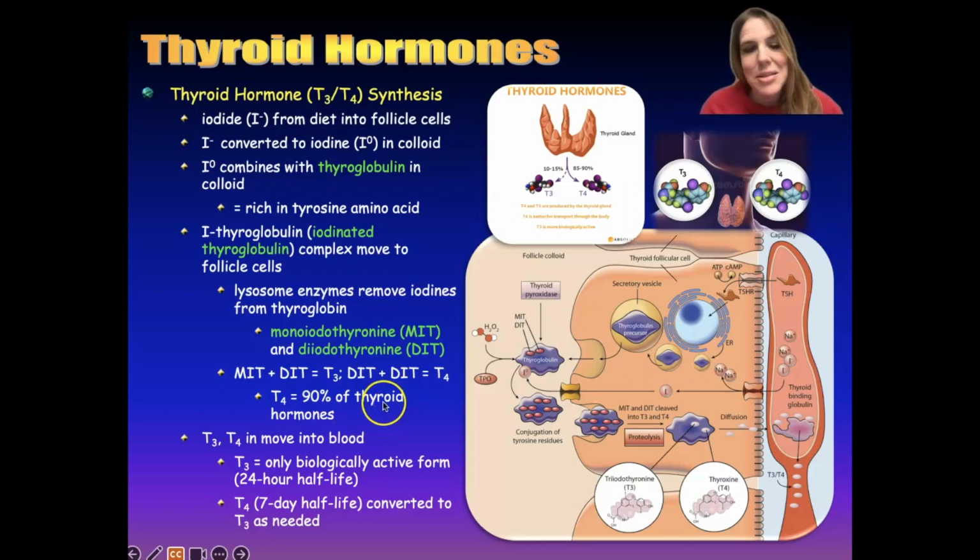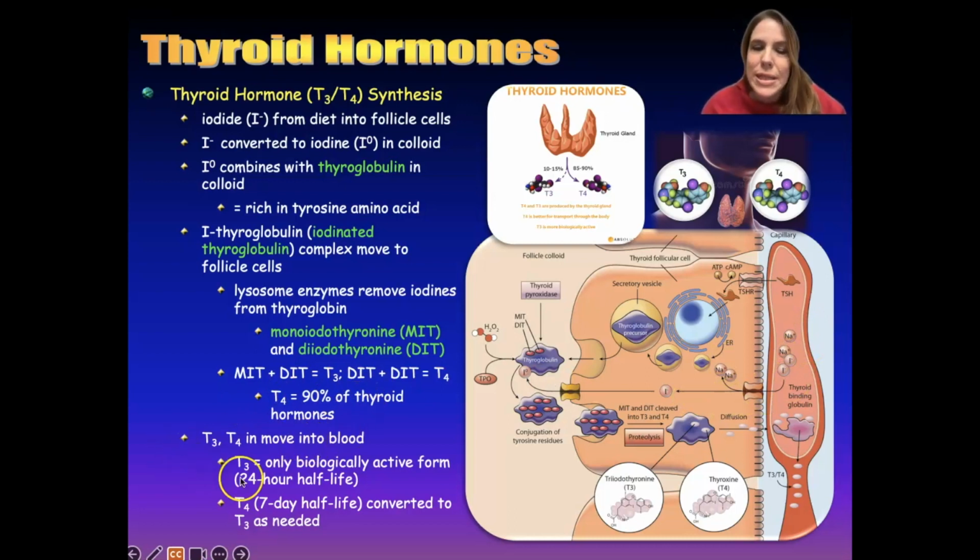Some books say 80, some say 90, but the vast majority of thyroid hormone that's going to be produced is DIT plus DIT, so T4. Only about 10% or so is going to be T3. Once we get our T4 and our T3 produced in these follicle cells, they're now going to go ahead and move on to the bloodstream.